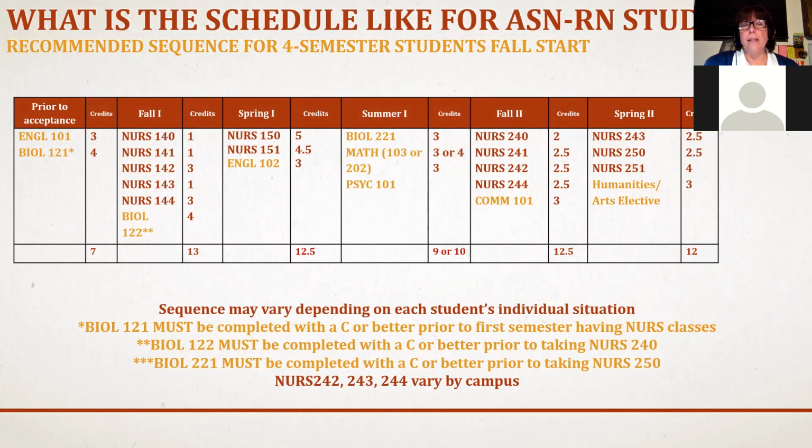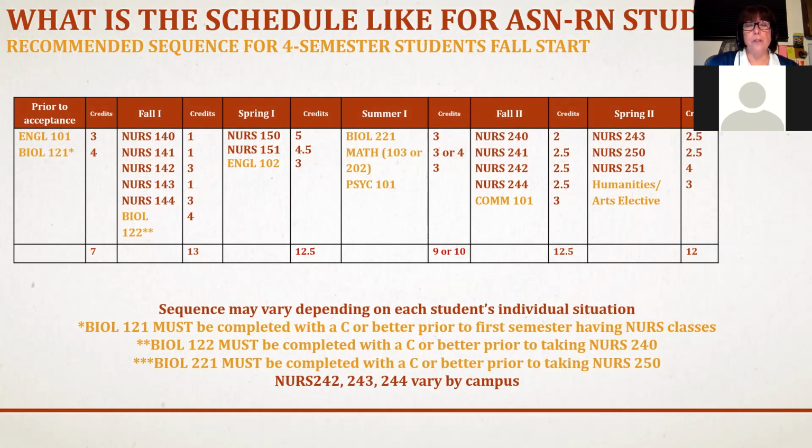So a student beginning in fall of 2021 would be going to classes in fall of 2021, spring of 2022, and summer of 2022 would be off. They'd come back in the fall of 2022 and finish in the spring of 2023, graduating in May.